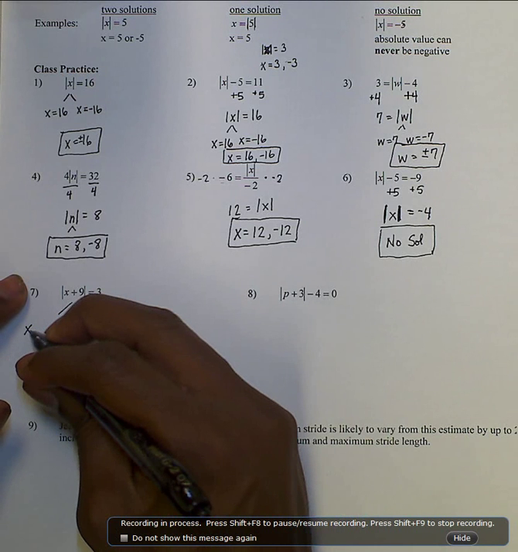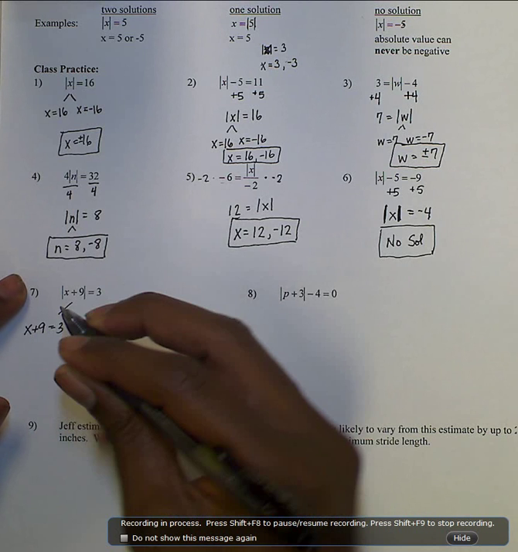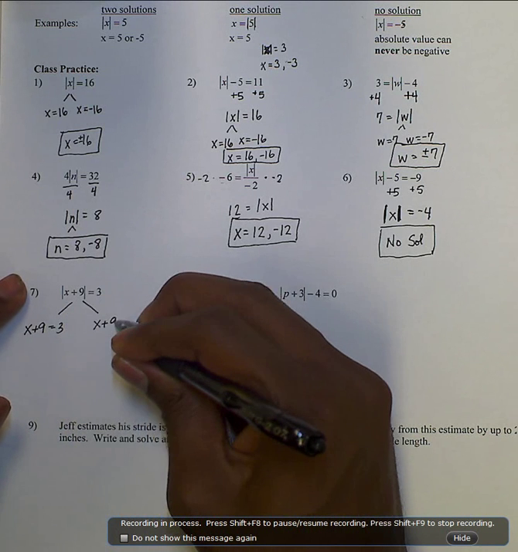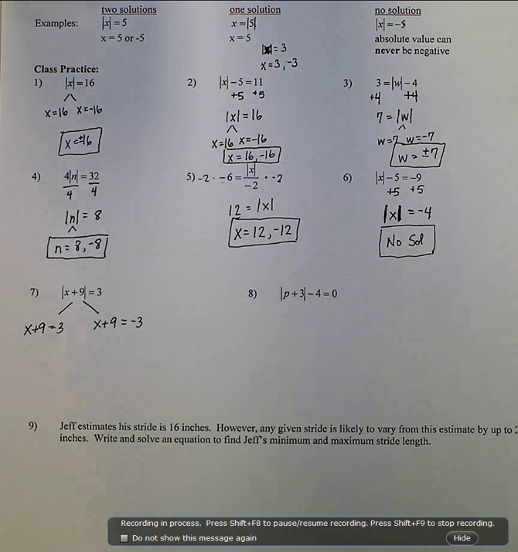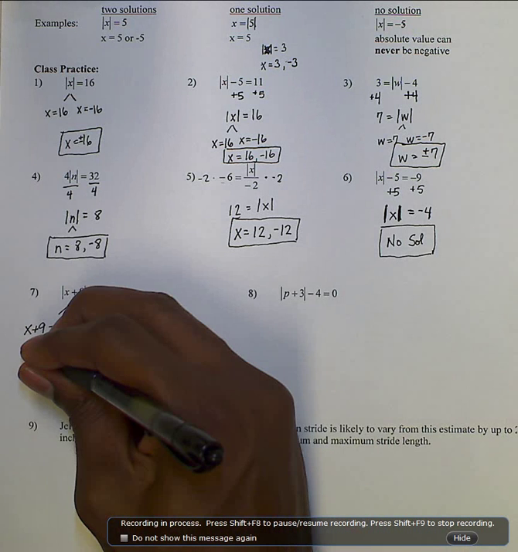Either x plus 9 equals 3, or x plus 9 equals negative 3. Okay, does that make sense? Hopefully you guys are all saying yes. Okay, and so now we're going to solve these problems, because there's 2 now.